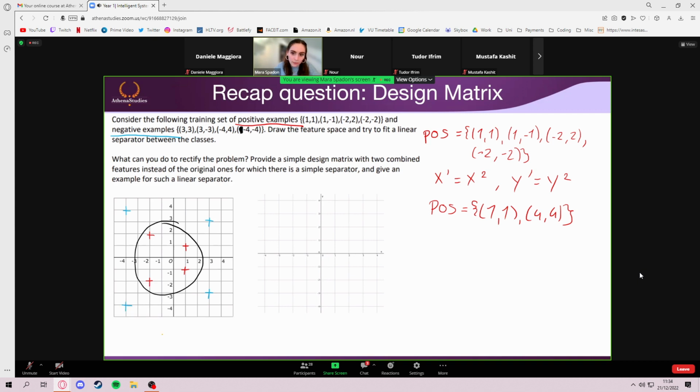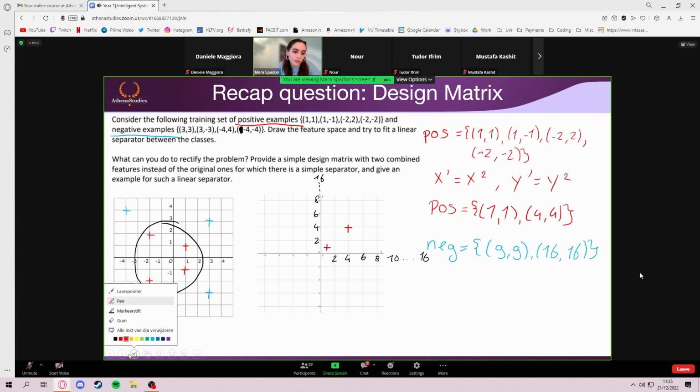So we look at that data set, and what do we get there? We get 9, 9, 16, 16. So let's draw it again in our coordinate system, but let's take some other steps here. So let's say like 16 is here. It's just about the idea. Okay, so let's draw the positive set. So we have 1, 1, and we have 4, 4, right? Those are our positive examples. And negative, we have 9, 9, and 16, 16.